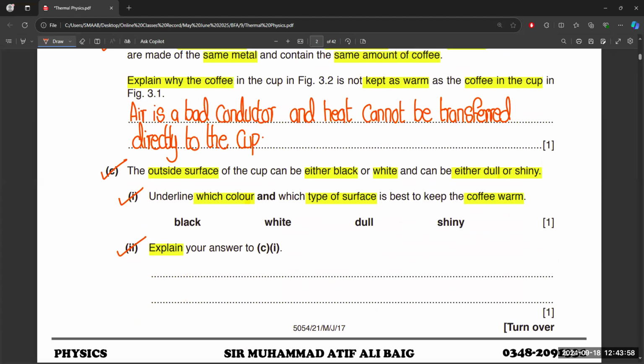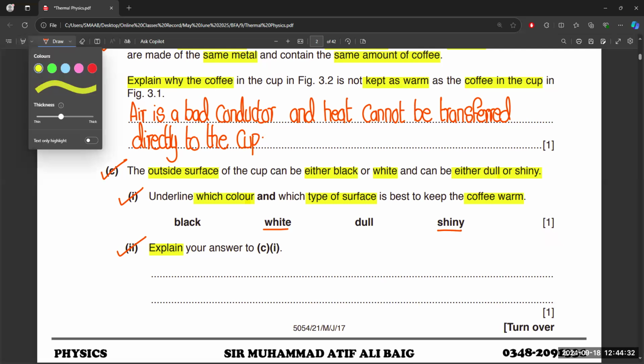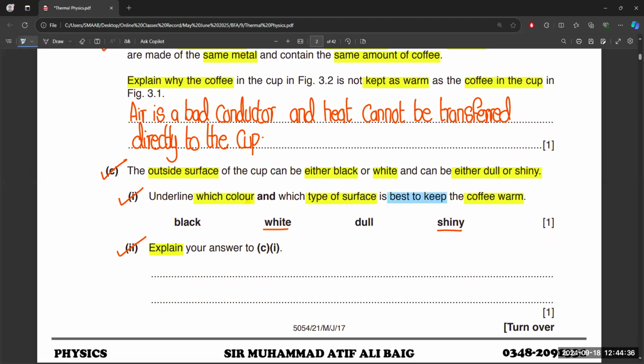So if we consider, or if we underline, white and shiny, what do you think about the white and shiny combination? Is it good to keep the coffee warm or not? No, sir, I don't think so, because the color white would reflect and it will lose the heat quickly. And with its shiny surface, it won't absorb the heat around it, because the shiny surface would reflect it off. Yes, I got your idea.